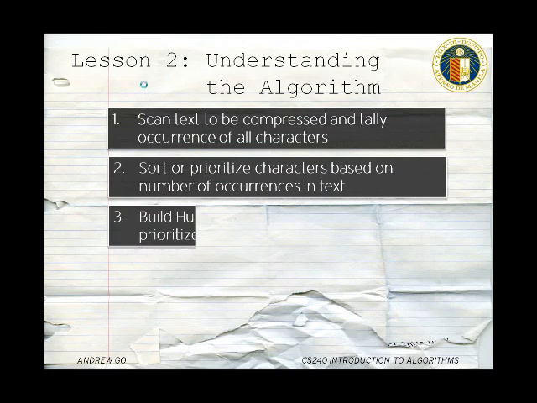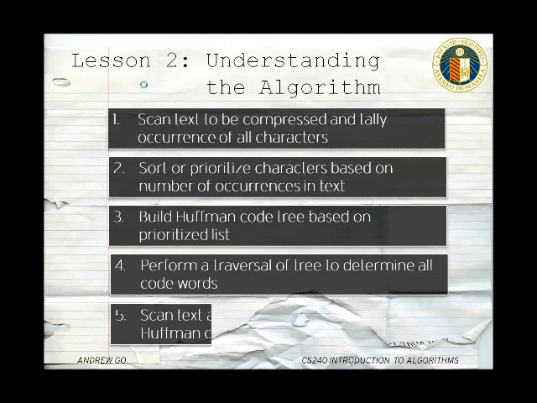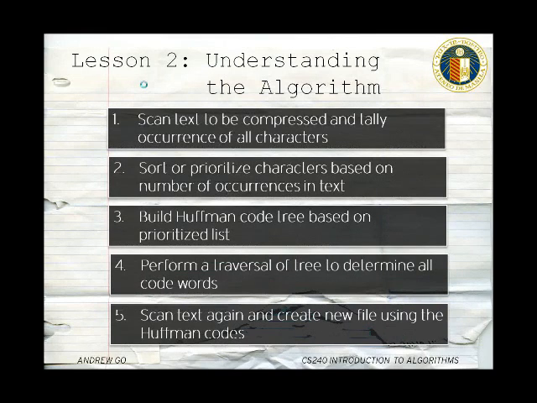Huffman codes can be constructed using a greedy algorithm following these 5 simple steps. First, scan the text to be compressed and tally the occurrences of all characters. Sort or prioritize characters based on the number of occurrences in the text. And finally, build a Huffman code tree based on the prioritized list. Then perform a traversal of the tree to determine all code words. And scan the text again and create the new file or code using the Huffman codes.